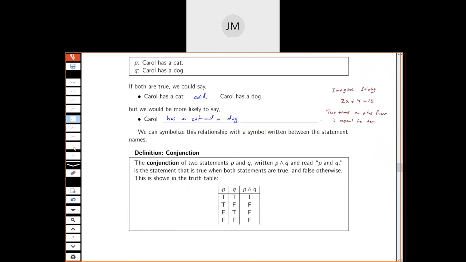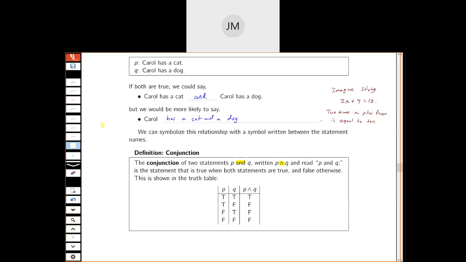So when we have a conjunction, an and statement, we use this caret symbol, okay? And it's read as P and Q. So if I were to read this top row of my truth table, I would say I have the statement P, statement Q, and then the complex statement P and Q.